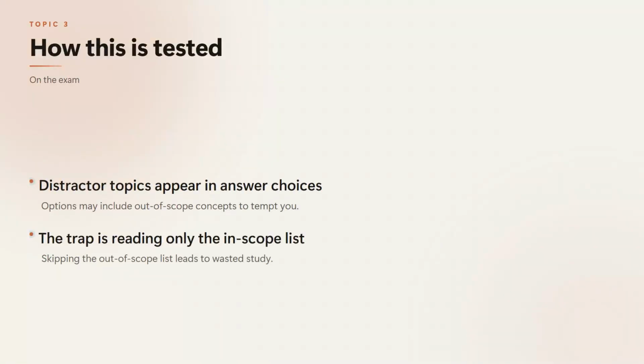This is testcraft. The exam may include distractor topics and answer choices, concepts that sound plausible but are out of scope. If you've studied them, you might be tempted to select them. The trap is reading only the in-scope list and skipping the out-of-scope one. Knowing the exclusions helps you eliminate those distractors quickly.